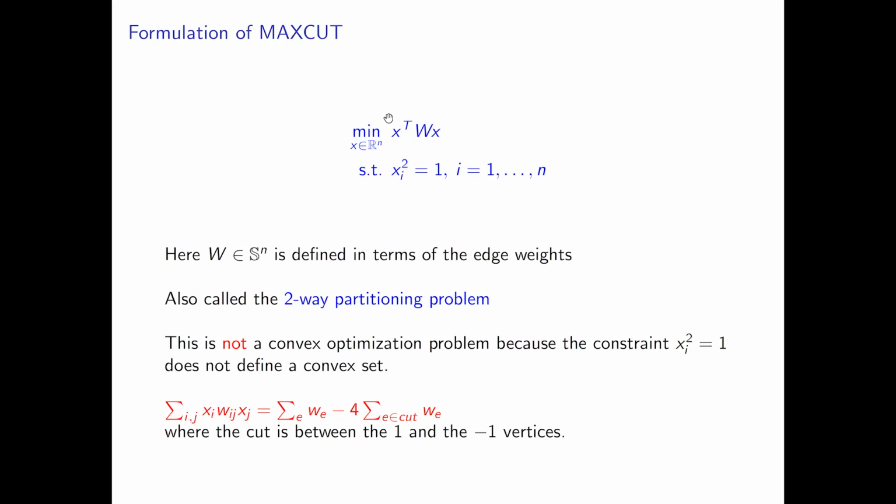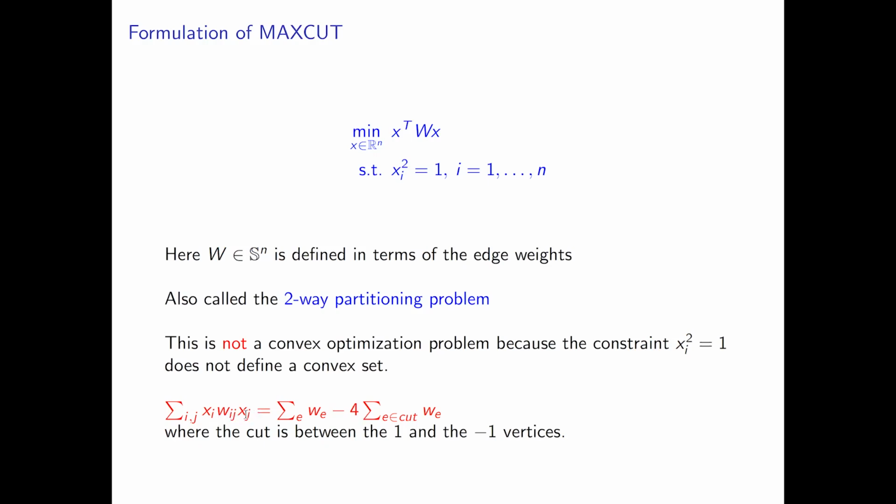So the constraint is that the x's have to be either +1 or -1. xi equal to +1 means that it is on one side of the cut. xi equals -1 means that it's on the other side of the cut. If you look at the last line here in red, if you compute this quadratic form, sum of xi wij xj, where wij are the eij or eij over 2, you can do the algebra.